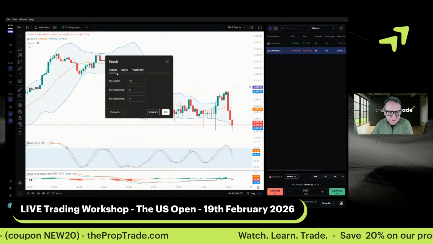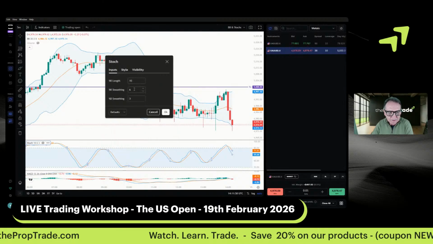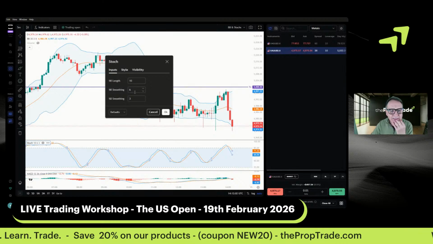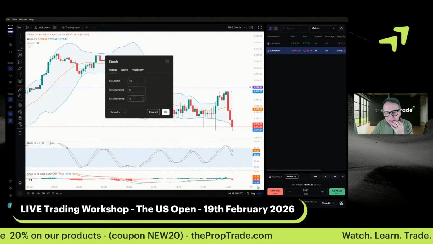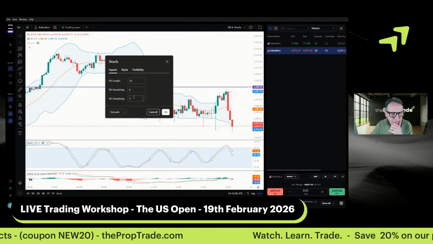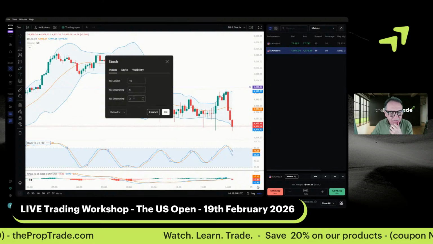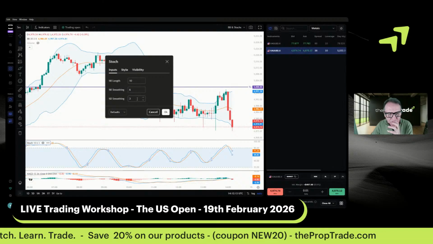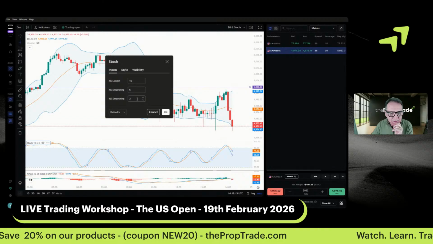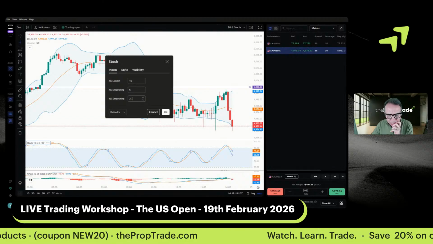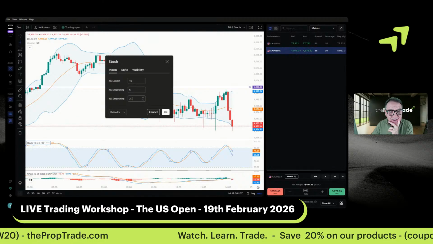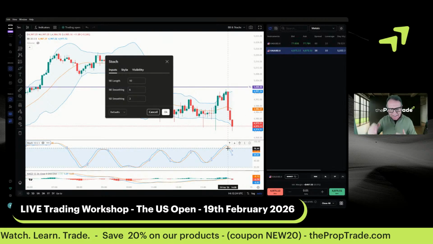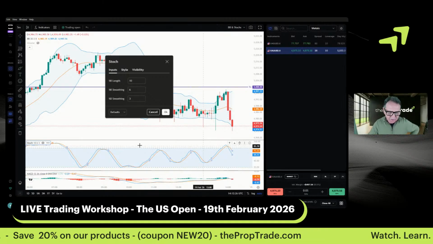So the inputs here. The K length is 10. The smoothing is 6, and the D without Shear, again, comes out standard, tends to be 14, 3, and 3, or 5 and 3. But 10, 6, and 3 just reduce the length, enhance the smoothing, and leave the smoothing for the D line, the blue line here, has 3, so the one that moves less sees it doesn't get extended.